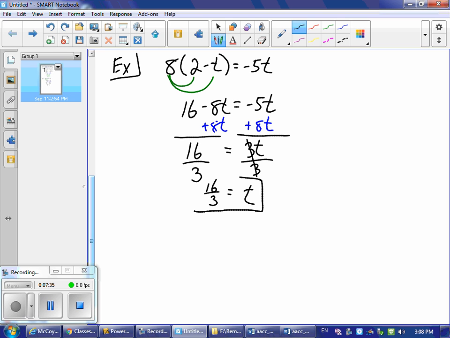So there's the solution to the second one. That one's going to be a little bit tougher if you try and plug it back in to prove, but it does work. If you plug 16 thirds into both t's on both sides of the equation, you actually do get a true statement.